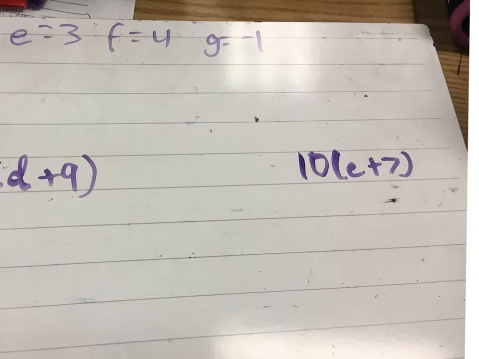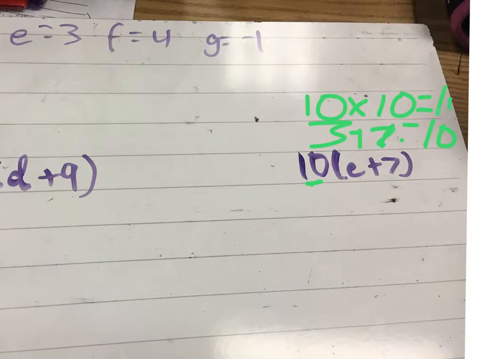For this problem, you have to do 10 times (e plus 7), which, since e plus 7 is also in parentheses, we'll have to do that first. So e equals 3, so we'll have to do 3 plus 7, equals 10. We'll have to do 10 times 10, which is because of right there, equals 100.